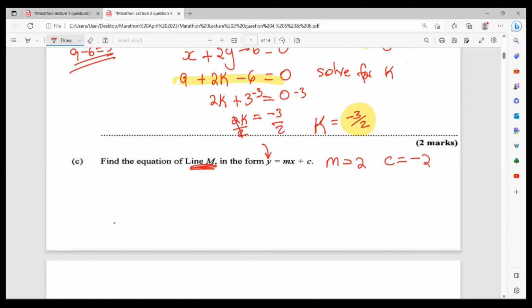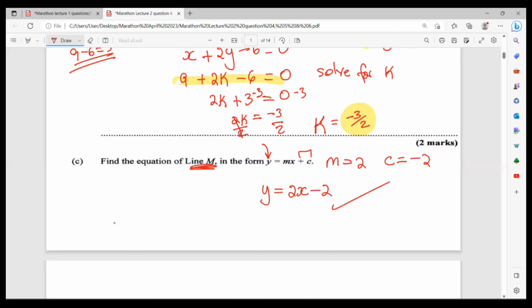I could write it in this format by saying y is equal to, instead of putting m now, I'm going to put 2 with the x. And instead of putting the c, I'll put the number for it. That's it. That's what they wanted for that question. So it's y equals 2x minus 2. And you're done with that.